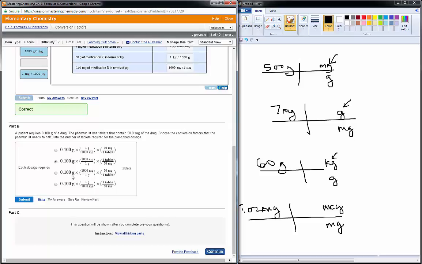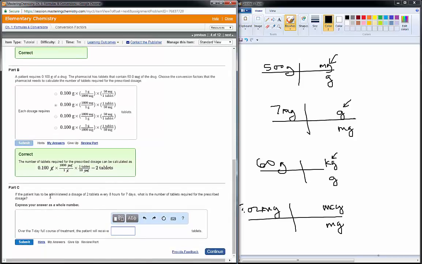Just checking these ones, grams divided by grams, great. Milligrams, no, when I multiply here, I'm going to get milligrams squared. And tablets will be on the bottom. It doesn't give me the units that I want at all. I need to be left with just tablets and tablets on top. Again, this will give you grams squared. You're not canceling out grams, so this is the right answer.